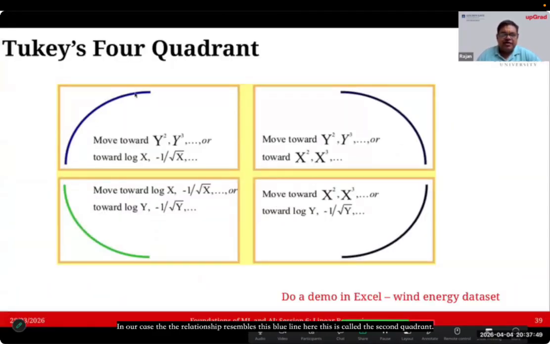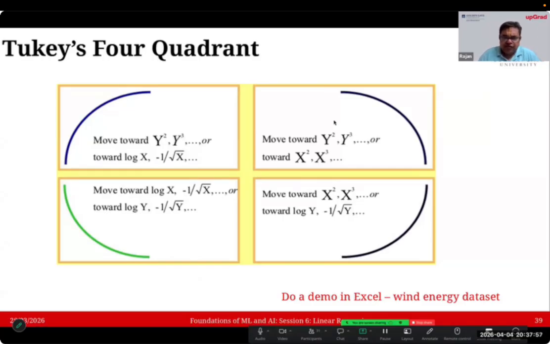And that is what is called the second quadrant. We always start from the top right, and then go anti-clockwise: first quadrant, second quadrant, third quadrant, fourth quadrant. Our wind power generation data looks similar to the second quadrant, and the complementary probability is 1 minus y.